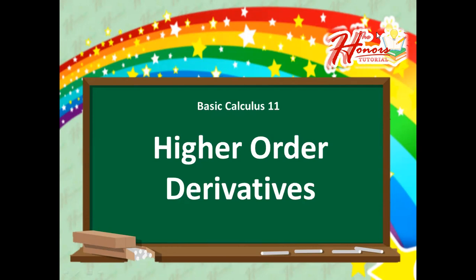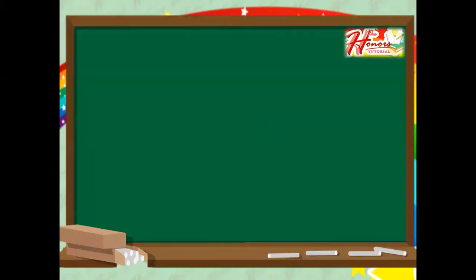Our topic for today is about higher order derivatives for Basic Calculus 11. So let us have our first example. For number 1, let's say that this is f of x is equal to negative 3x raised to 5 plus 9x raised to 4 plus 2x cubed minus x squared plus 8x minus 15.